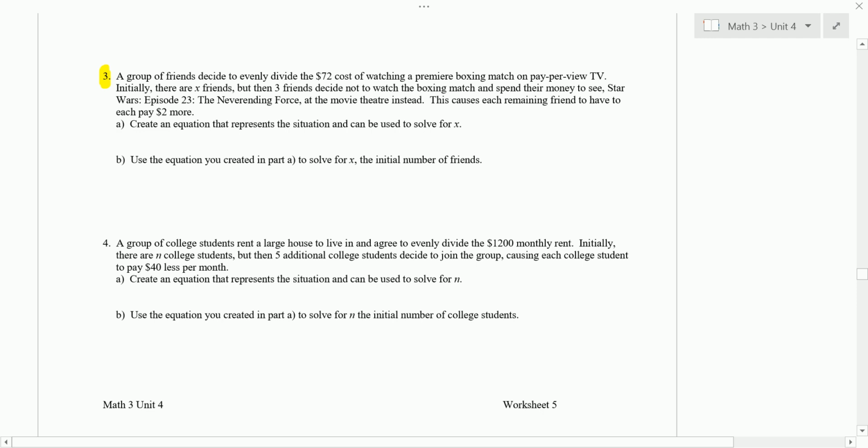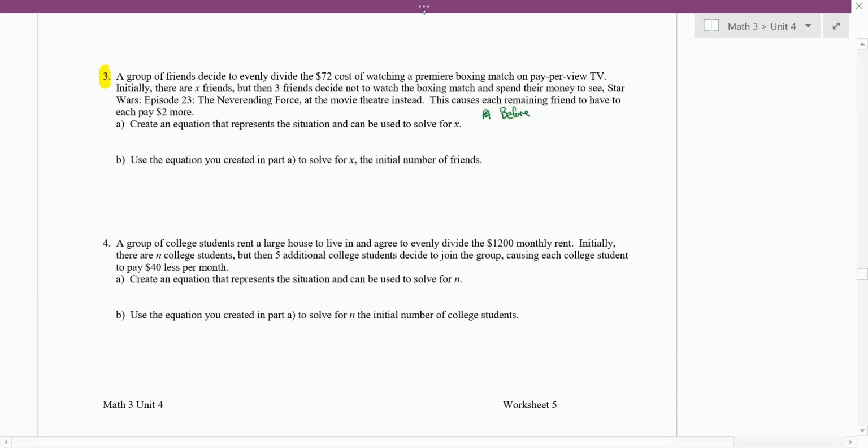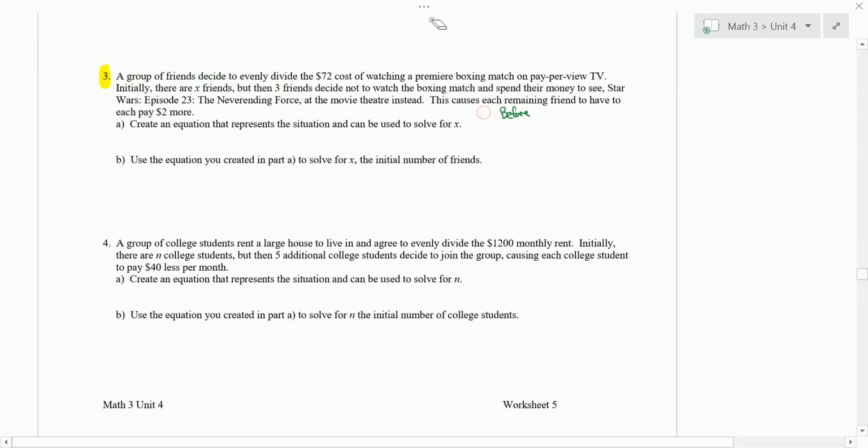So, there's kind of a before and an after effect on this problem. So let's look at the before. So originally, there are x friends, and there are x friends splitting the cost of $72 to watch this boxing match. So before, it cost each person $72 divided by x. That's how much money each person was planning on paying when there were x friends.